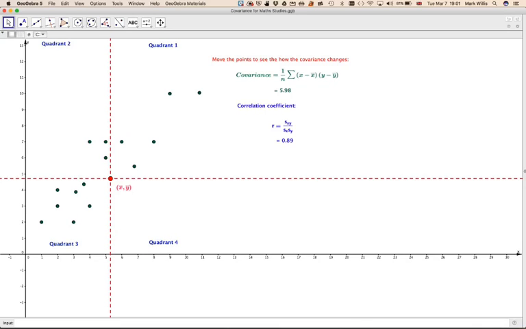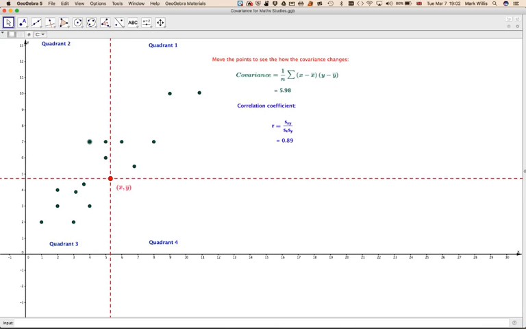Now, if we just look at that data, it looks like there's some sort of positive correlation. What we need to do is work out how far the x-coordinate is away from the mean, this value here, and how far the y-coordinate is from the mean as well. Then we multiply those together, add them up, and divide by the number of points that we have. This is called covariance. So it shows us how the data is connected.